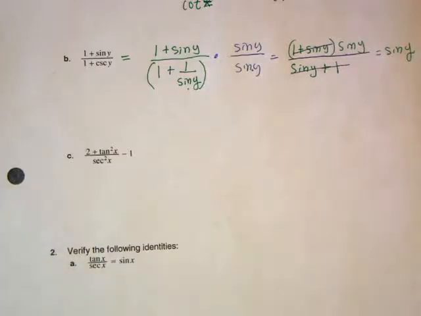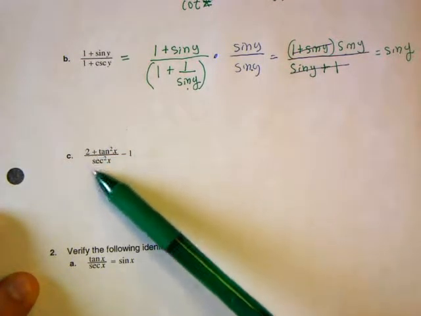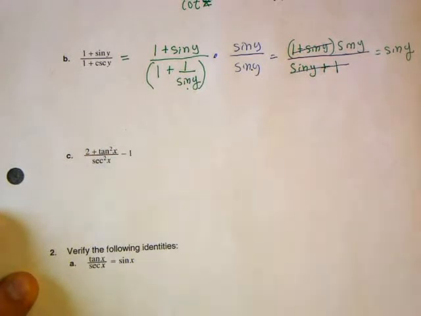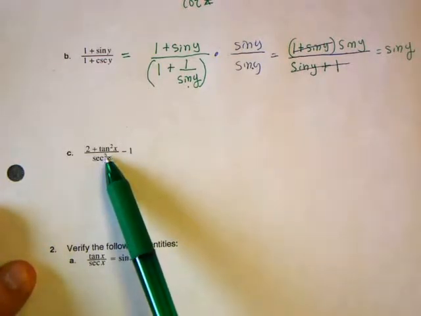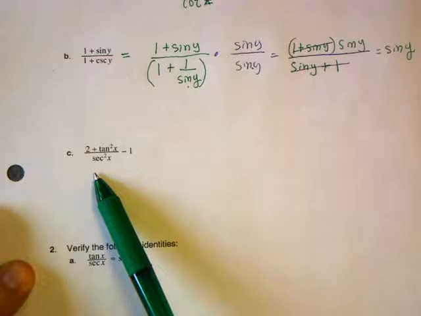I might. That's not a bad idea. That's one of the things we do quite often, is we convert things to sines and cosines. But I see something different here. What I see in this problem, whenever I see something being squared, I see the Pythagorean identities.